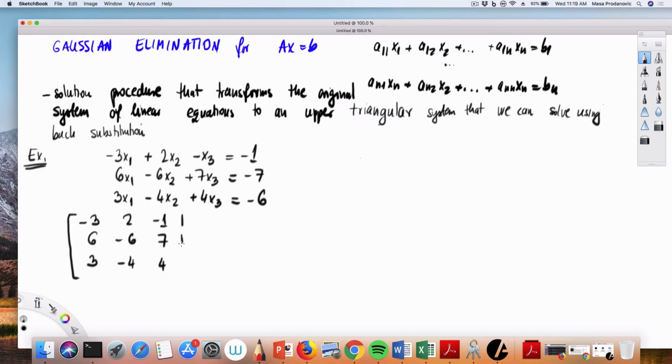So this is my matrix A, and I'm going to also have sort of like a separating line, just really visually. And then I'm going to put B on the other end. Okay? So this is my A, and this is my B, and this is called an augmented matrix.